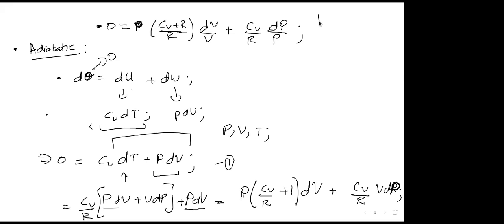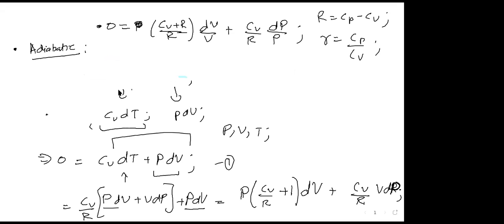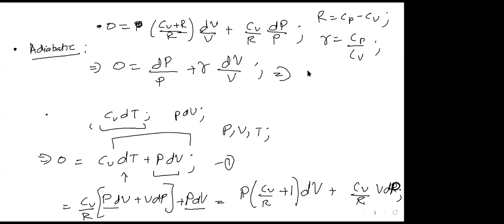So now what is your R? R is just Cp minus Cv, and gamma is Cp divided by Cv. So let's put it inside here and see what happens. What do you think will happen? It will cancel. Lovely, everything cancels out. And what are we left with? We are left with the simple equation, which is dP divided by P plus gamma dV divided by V. And then we just integrate on both sides, and the solution of this equation is just PV to the power gamma is equal to constant.